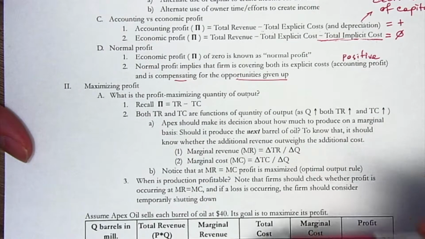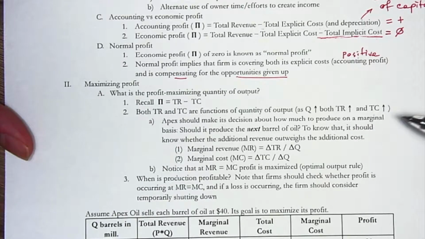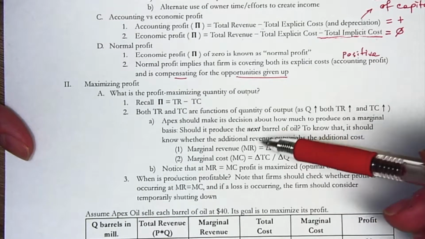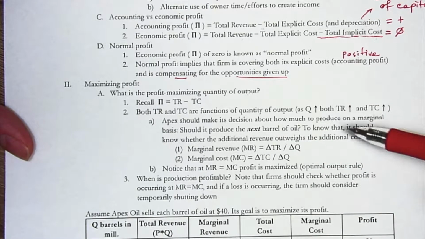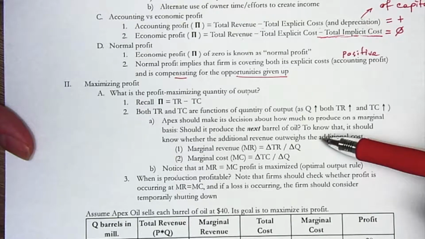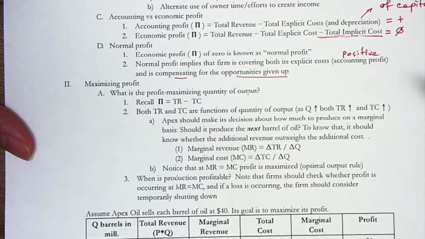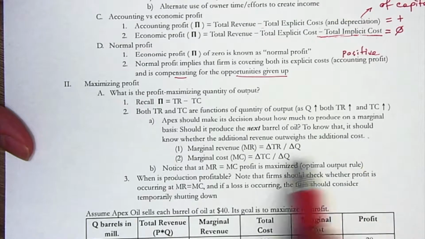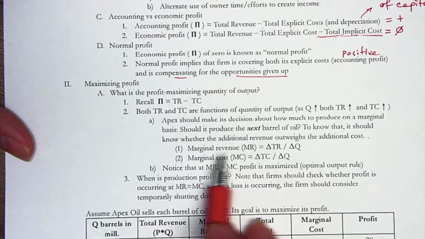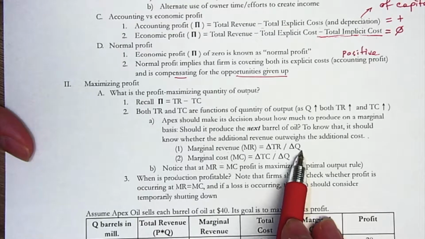Let's assume we have this oil company called Apex. Apex is going to make its decision about how much to produce on a marginal basis. In other words, not whether to produce 50 barrels or 20 barrels, but whether to produce the next barrel. To know that, it has to know whether the additional revenue outweighs the additional cost of generating that unit. So we're going to think on the margin in order to maximize profit. We figure out the additional revenue, the marginal revenue, and the additional cost, the marginal cost. These are given here as the change in total revenue divided by the change in quantity of output.